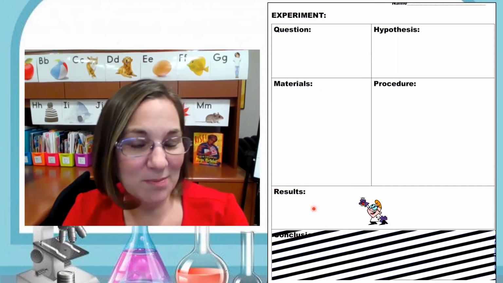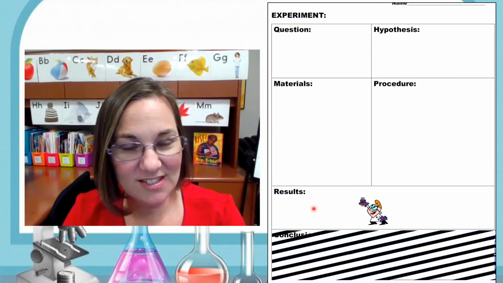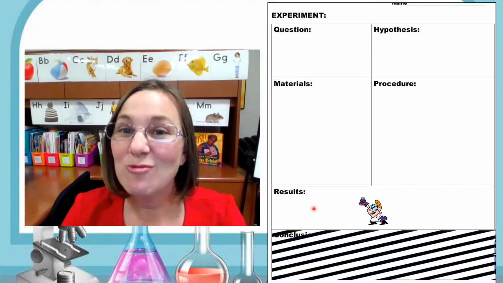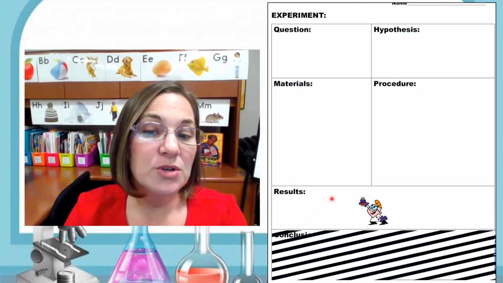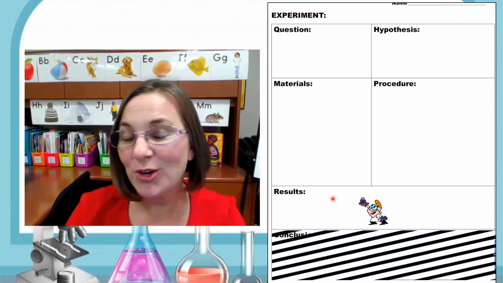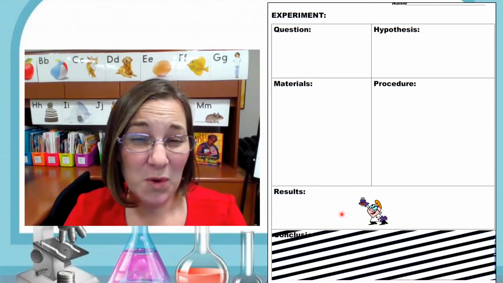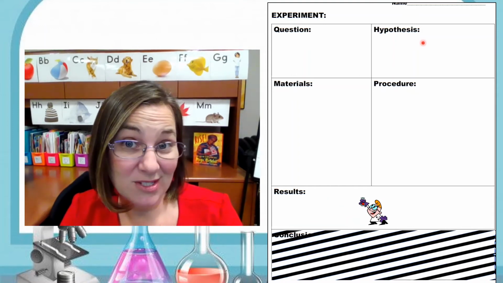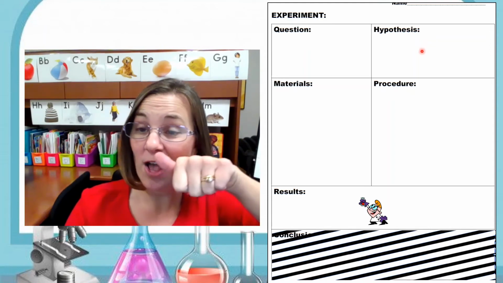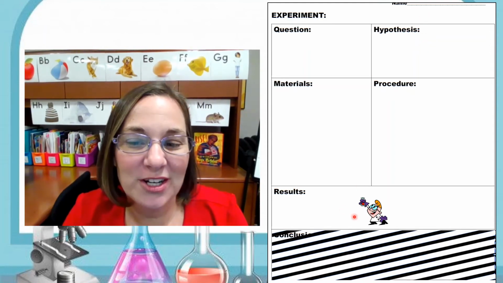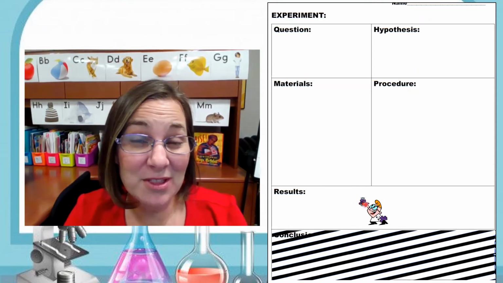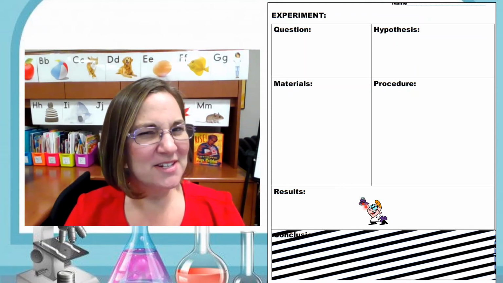Put your finger on this box and say results. Results is a word that means this is what happened. This is where you can record exactly what happened during your experiment. This is where you'll see if your hypothesis was right, it was kind of right, or it was completely wrong. This helps us to learn and understand more about the topic that we're investigating. Are you ready to try it out with me?